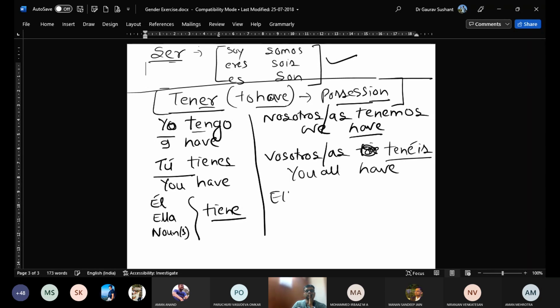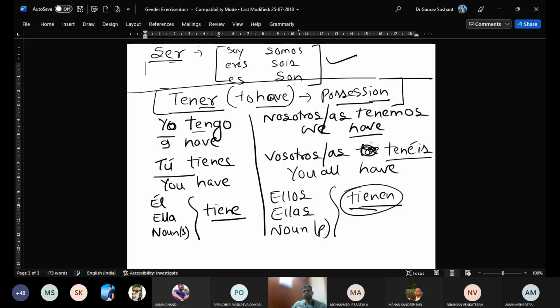The last one is ellos. Then you have ellas, and then the next one is noun plural. With all of them, it will be tienen. So nouns have tienen, whatever nouns you are going to see as a subject, which is always going to be plural in this case. So you have the tienen form, and accordingly you have to use it.